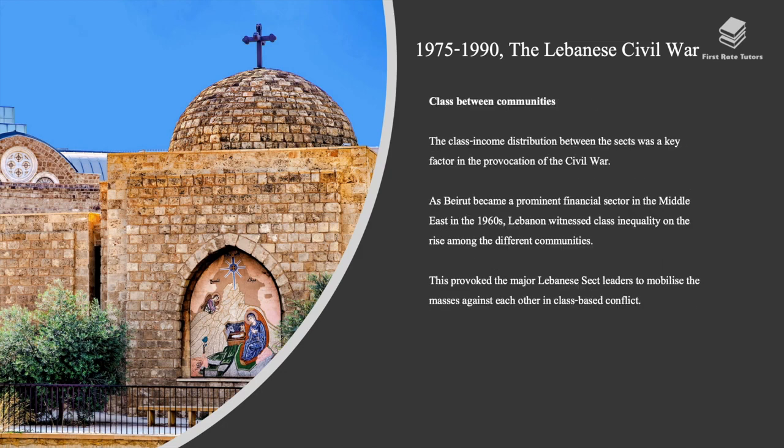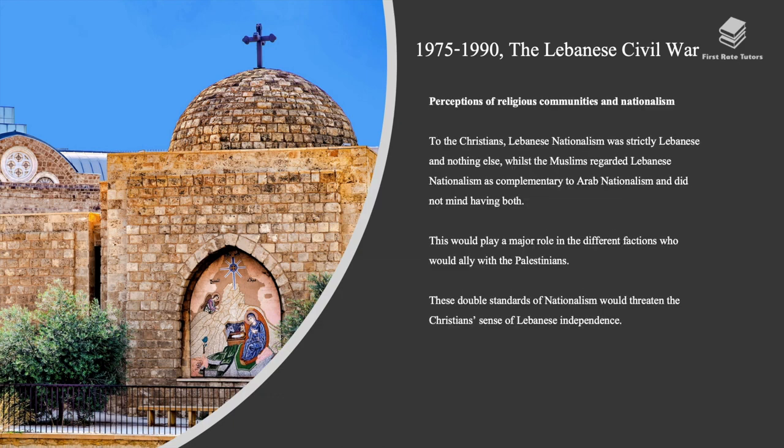Then, a clash between communities. Class income distribution between the sects was a key factor in the provocation of the civil war. As Beirut became a prominent financial center in the Middle East in the 60s, Lebanon witnessed class inequality on the rise among the different communities. This provoked the major Lebanese sect leaders to mobilize the masses against each other in class-based conflict.